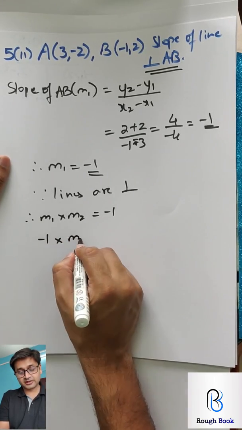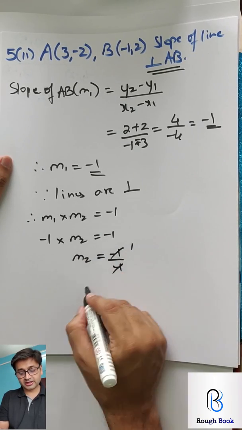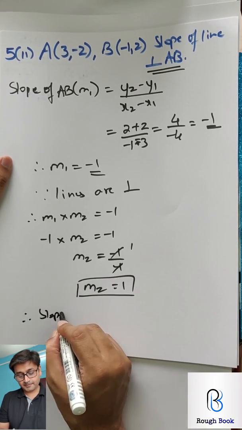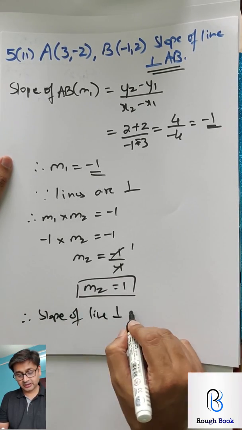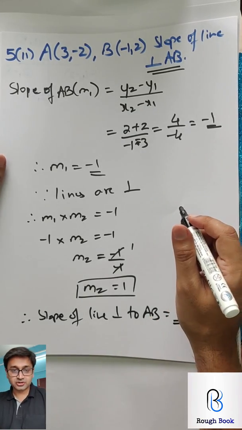So M1 is minus 1, M2 minus 1. So minus 1 by minus 1 getting cancelled. So M2 is 1. Therefore the slope of the line perpendicular to AB is equal to 1. Did you manage to get this?